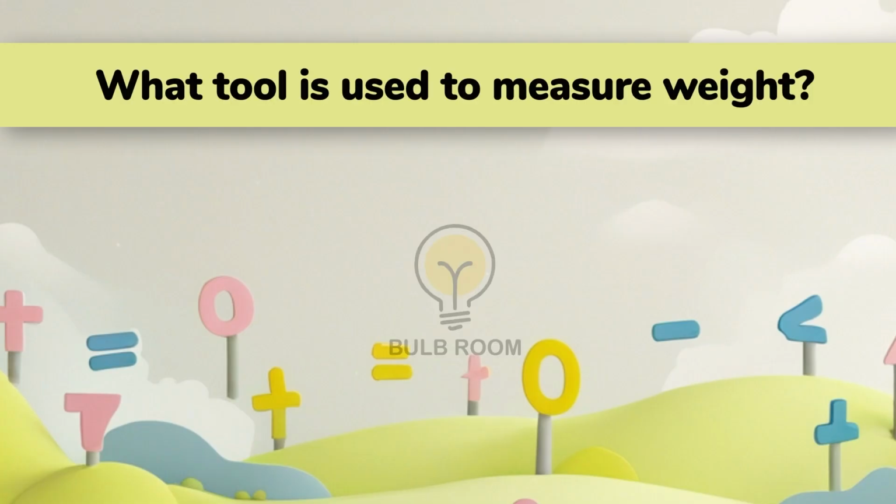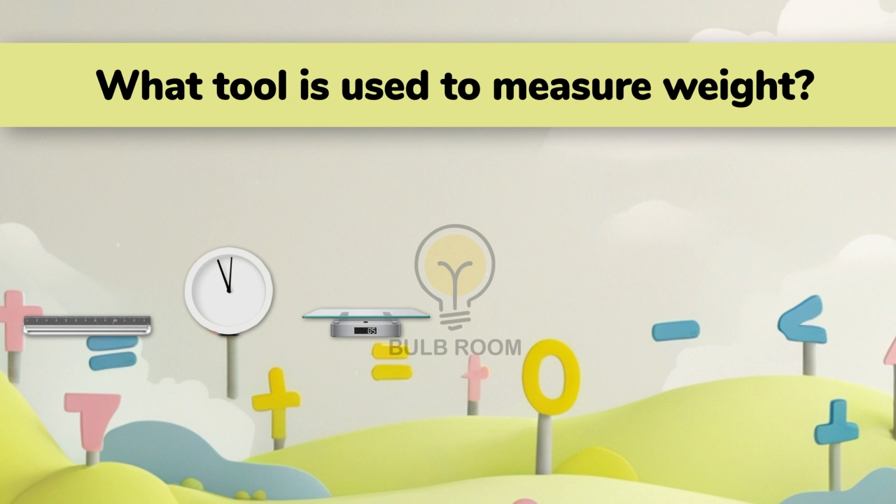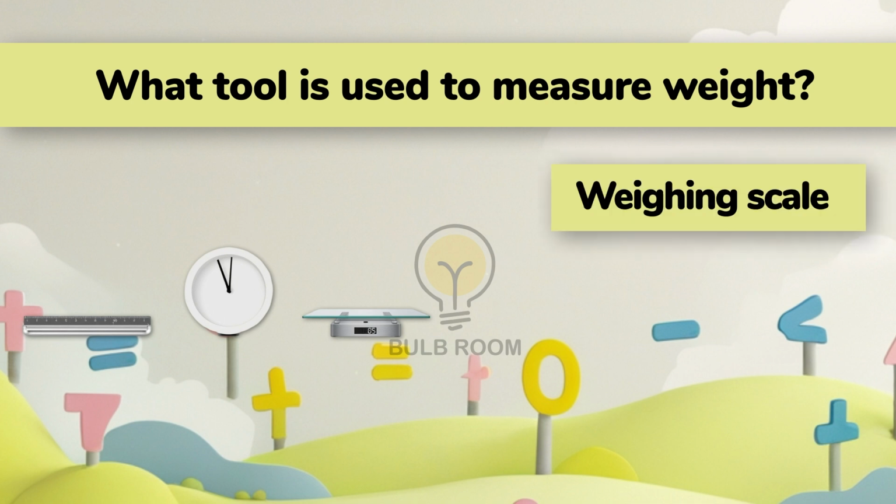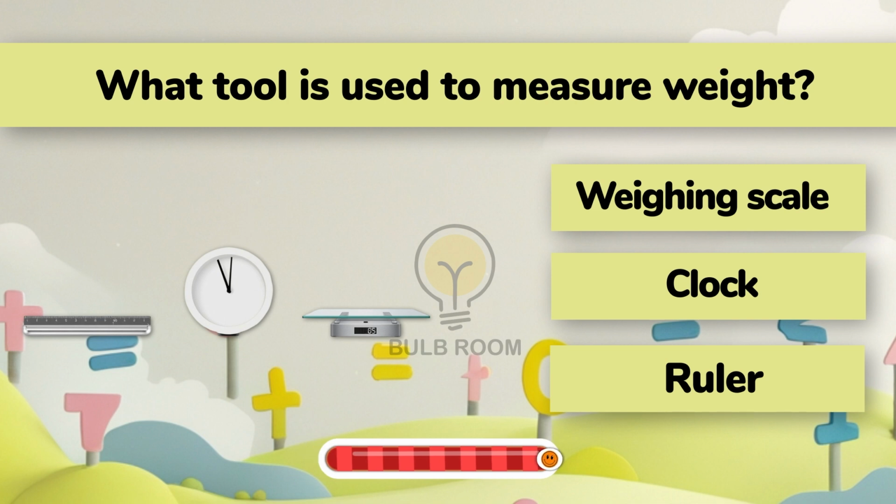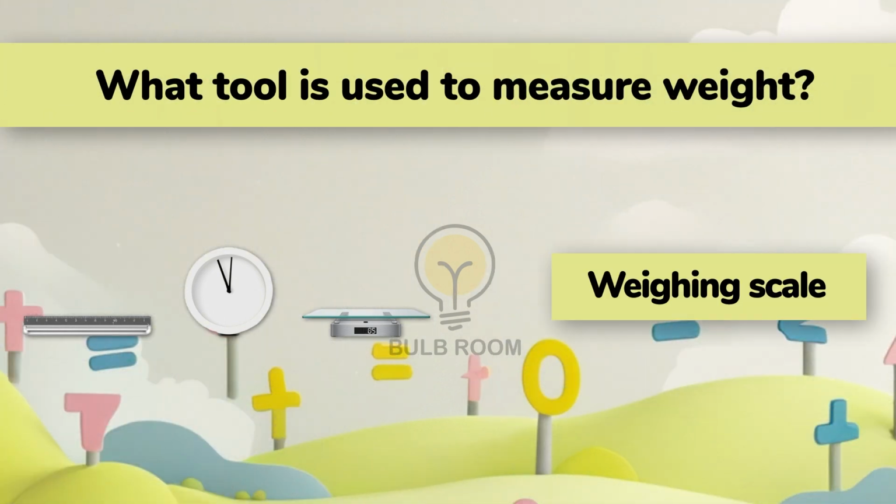Weight. What tool is used to measure weight? Weighing scale. Clock. Ruler. The right answer is Weighing scale.